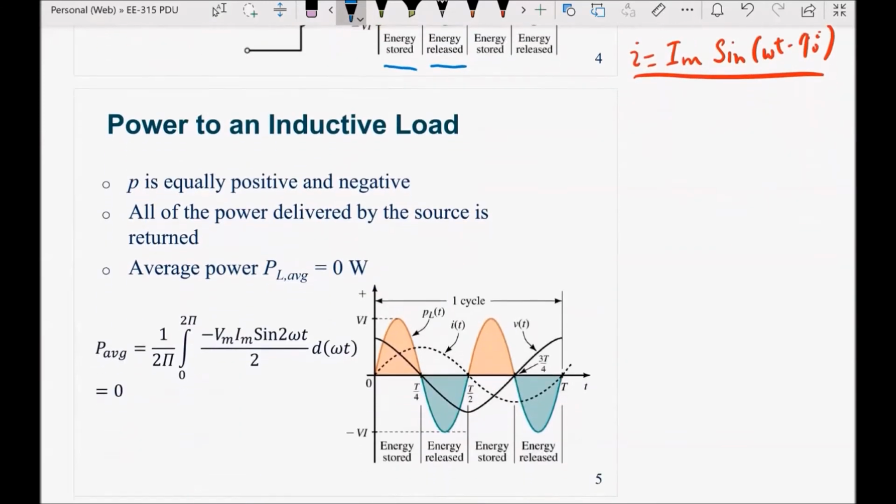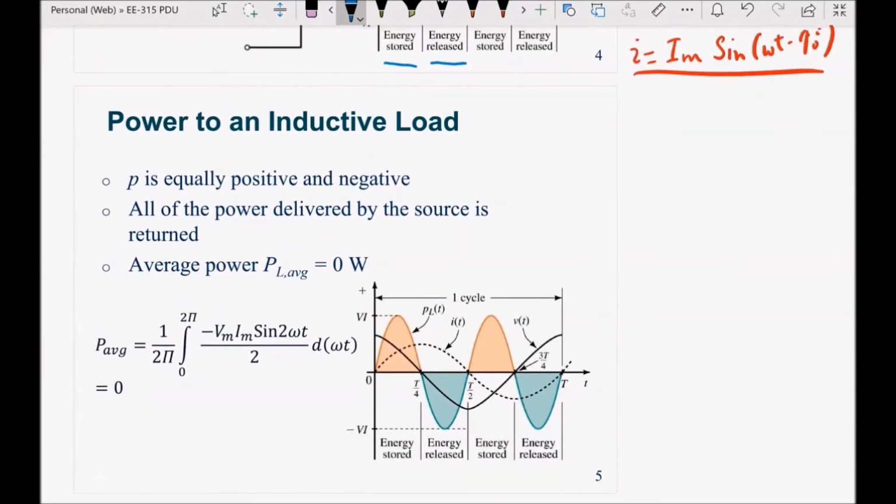Now we are going to move further and try to calculate the average power. So the average power is the integration of the instantaneous power over the complete cycle, and after we integrate that, the resultant average power is going to be 0. And this also justifies the concept here that for a pure inductive load, the energy stored is going to be equal to the energy released. That means the average power is going to be 0.